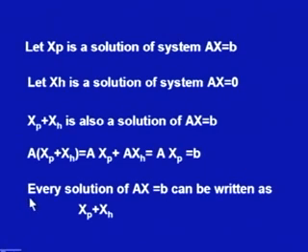and we have a result that every solution of Ax is equal to b can be written as xp plus xh. So, it has two components, one is the solution of the homogeneous part and the other is the solution of the non-homogeneous part. We call xp a particular solution.